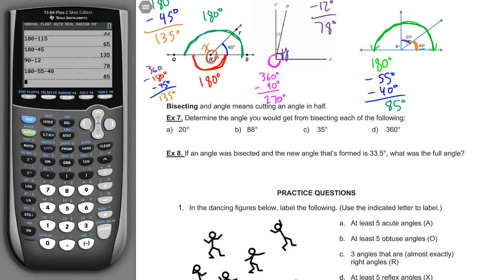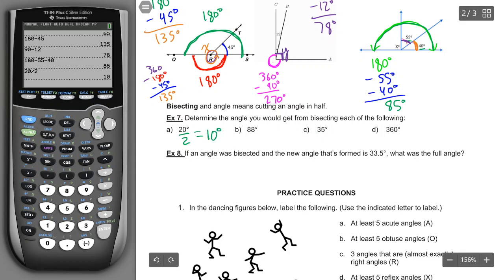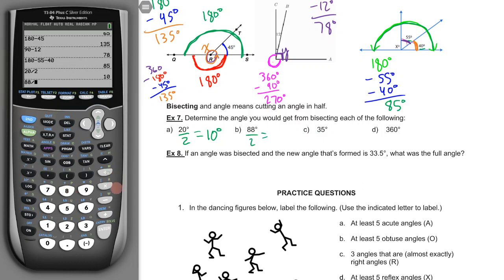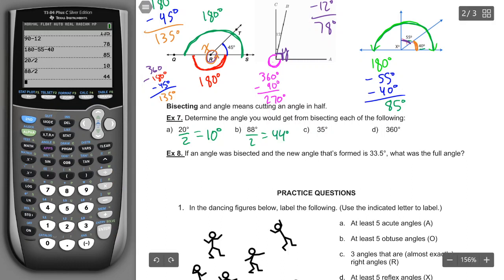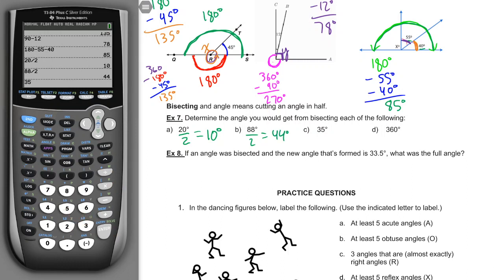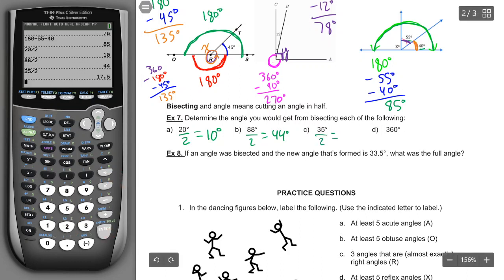And so all you do to bisect an angle, how do you divide something in two? You literally just divide it by 2. 20 divided by 2. Hopefully you don't need a calculator for that, but if you do, that's fine. 10 degrees. 88. What's bisecting 88 degrees? Well, divide by 2. 88 divided by 2 is 44 degrees. What's half of 35 degrees? Well, this one's going to give us a decimal because it's an odd number. So when we divide 35 by 2, we get 17.5 degrees.